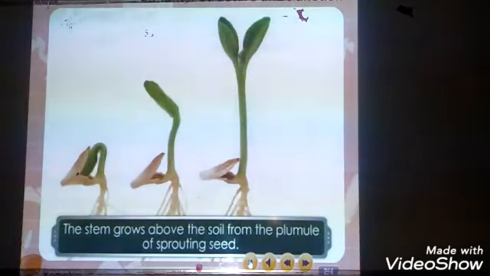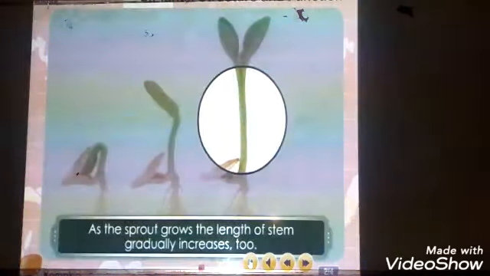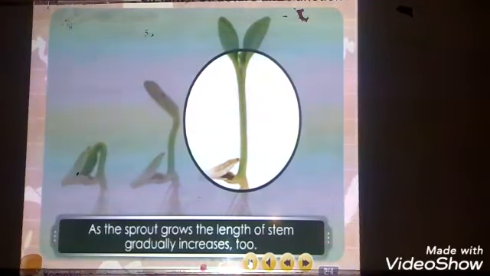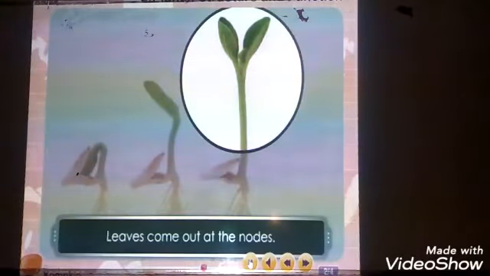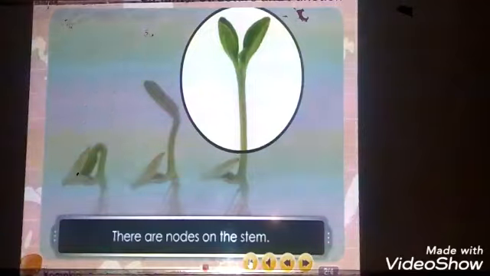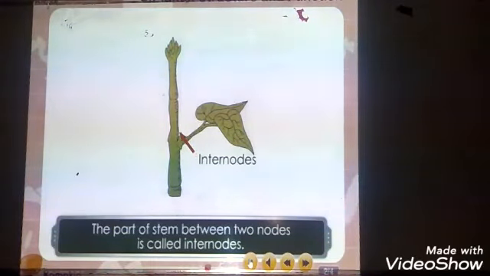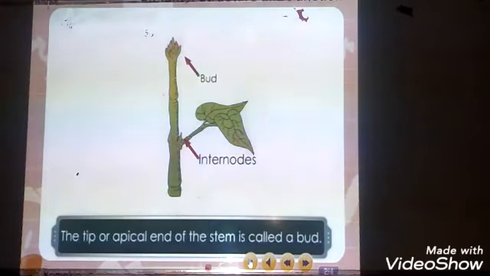Stem. The stem grows above the soil from the plumule of the sprouting seed. As the sprout grows, the length of the stem gradually increases too. Leaves come out at the nodes. There are nodes on the stem. The part of the stem between two nodes is called the internode. The tip or apical end of the stem is called a bud.